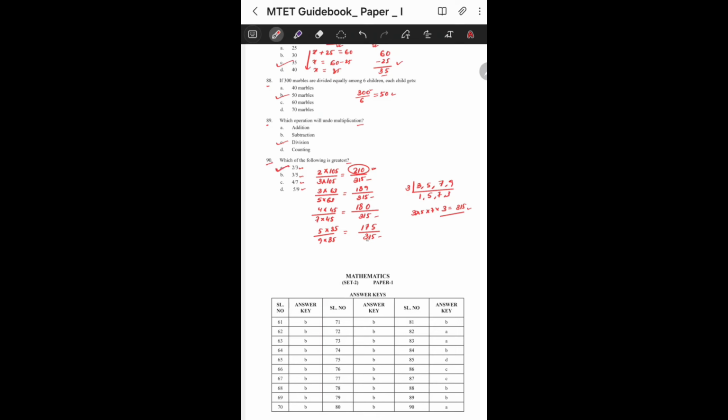Now in short, how will we find out which fraction is the greatest one? You have to compare the numerator and denominator. If you see here, the difference between the numerator and denominator is 1. And again here, their difference is 2. And here the difference is 3. And here the difference is 4. That means the difference will be less in option A, so option A will be the greatest one. In that way we can find out within a short time.